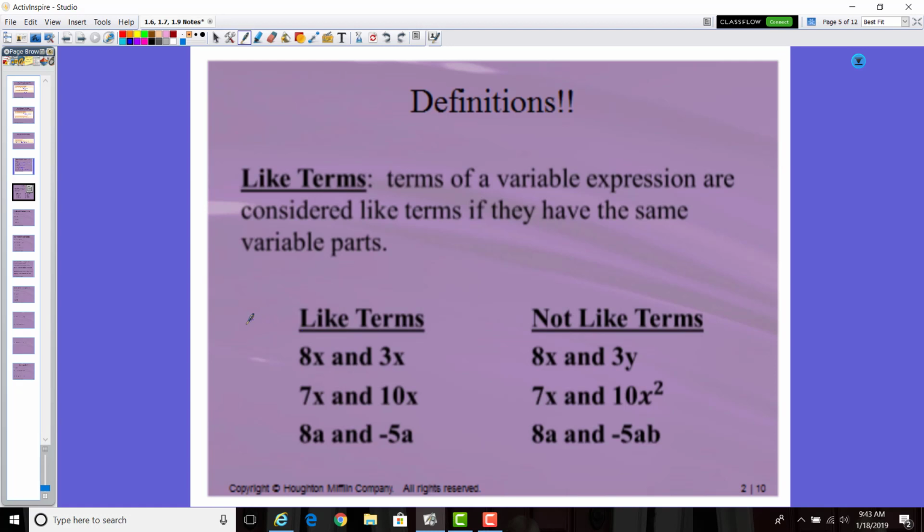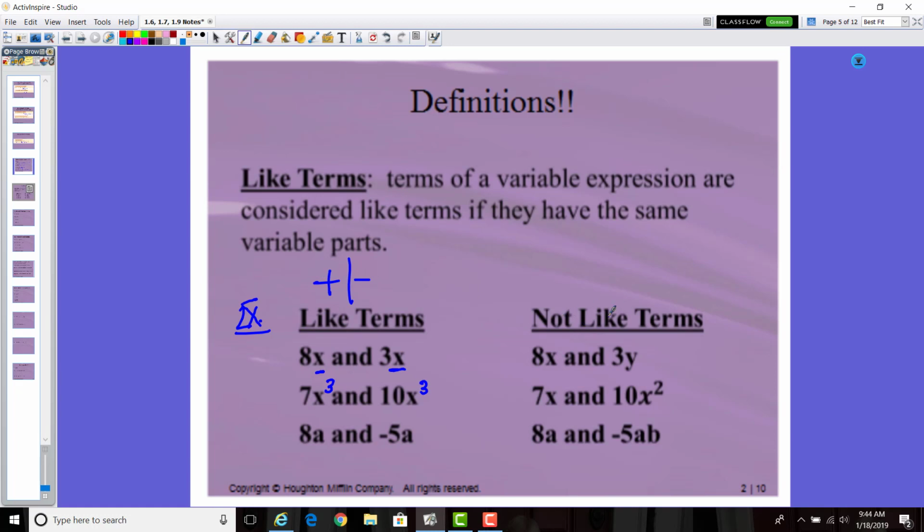2 terms are like terms if their variables are the exact same, including their exponents. So these are some examples of like terms. 8x and 3x are like terms because their variable parts are exactly the same. If I make this 7x cubed and you want them to be like terms, this would have to be 10x cubed. Okay, the numbers in front of the variables are called coefficients, and those can be different. They can be anything, but the variable parts have to be exactly the same in order for them to be like terms.